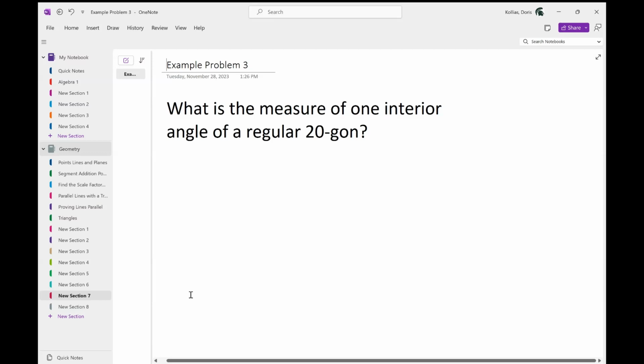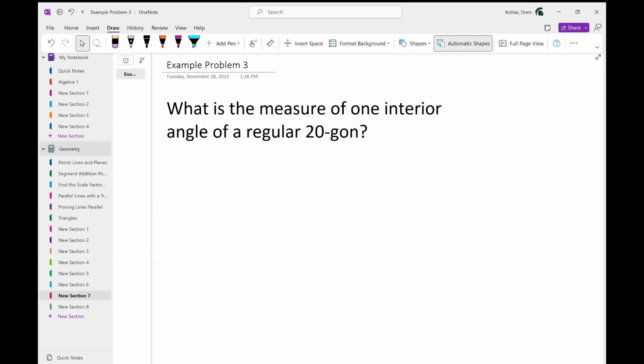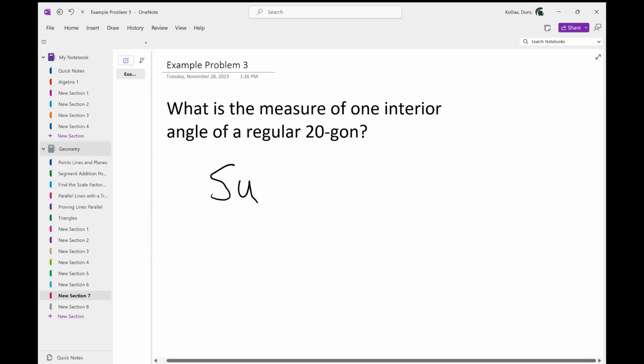We are trying to find the measure of one interior angle of a regular 20-gon. So this is a 20-sided figure and it's regular, so that means that all of the interior angles are going to be congruent to each other. So we can take the total sum of the angles and just divide it by the number of sides, which is also the number of angles.